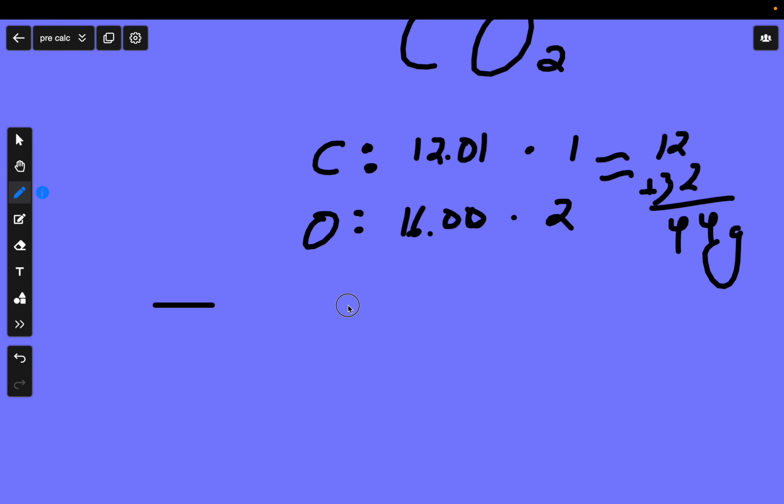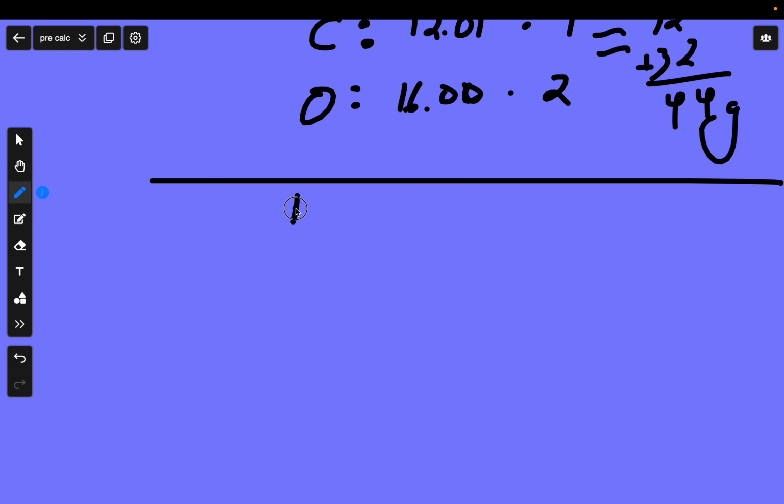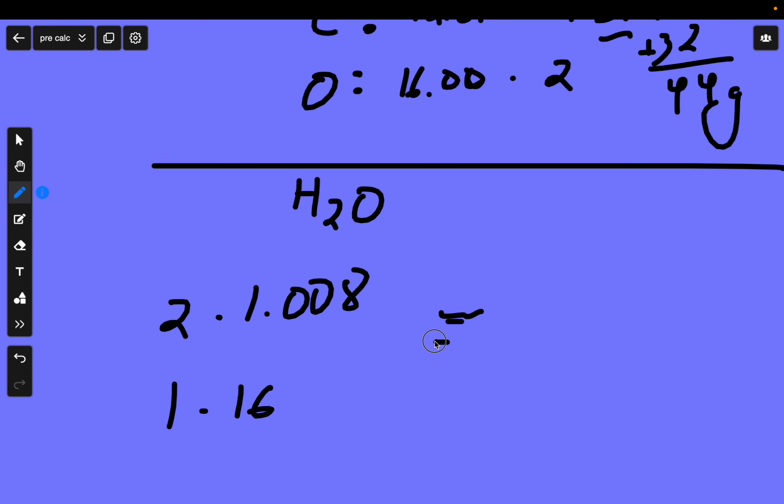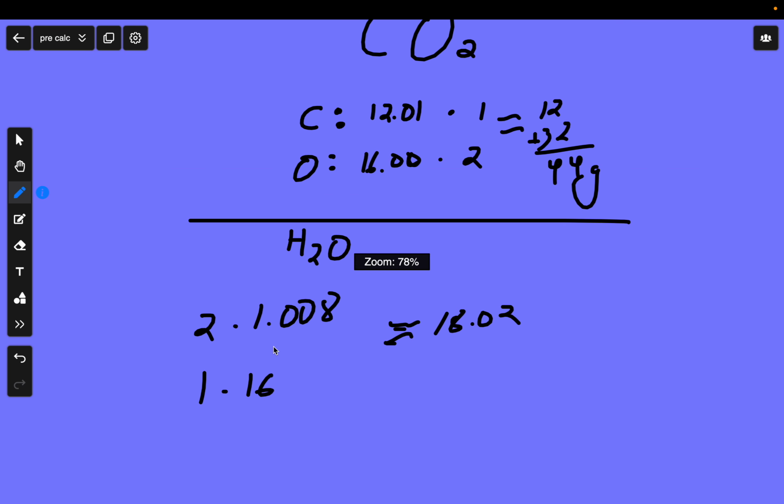Okay. Water. Same thing. You're going to have 2 times the mass of hydrogen, which is about 1.008, and then 1 times the mass of oxygen, which is around 16. So if you do this, it would get you 18.02. And so that is the mass of water.